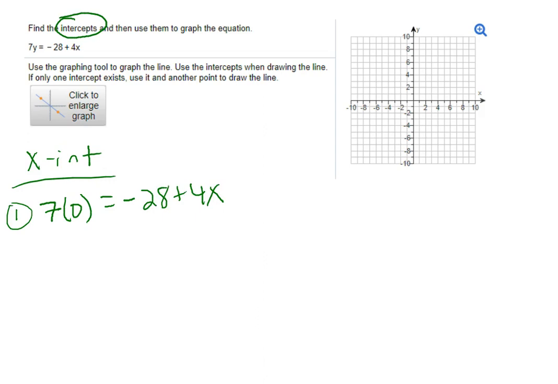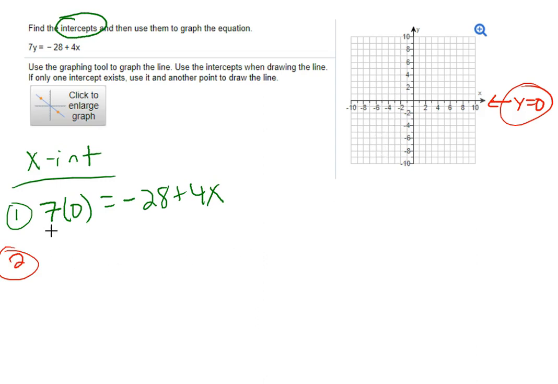The reason we're plugging in 0 for y is because we're looking for the point on the graph where it crosses the x-axis. And for it to cross the x-axis, the y-coordinate would have to be 0. Right? For the point to be on the x-axis, the y-coordinate has to be 0. So that's why we're plugging in 0 for y. And then we're going to solve for x to find out what the x-coordinate is for where the graph is crossing the x-axis.